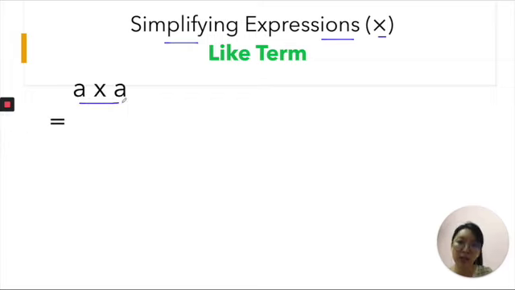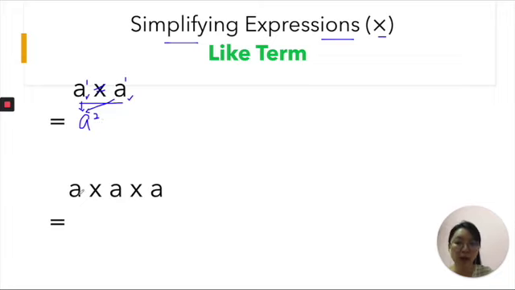Look at this. A times A is like term, yes. Both alphabets are the same. So I can put it shorter. By how? Throwing these times. I put A down because A, the same variable, appears 2 times. 1 time, 2 times. So A square or A to the power of 2.